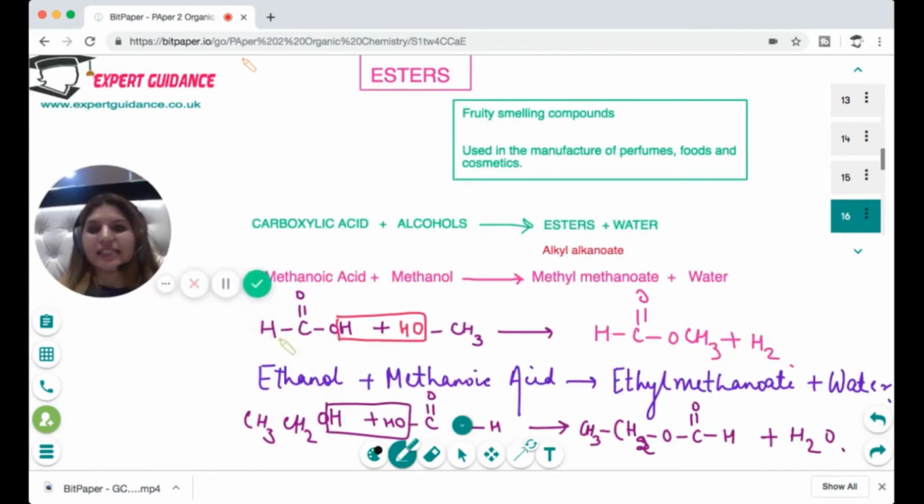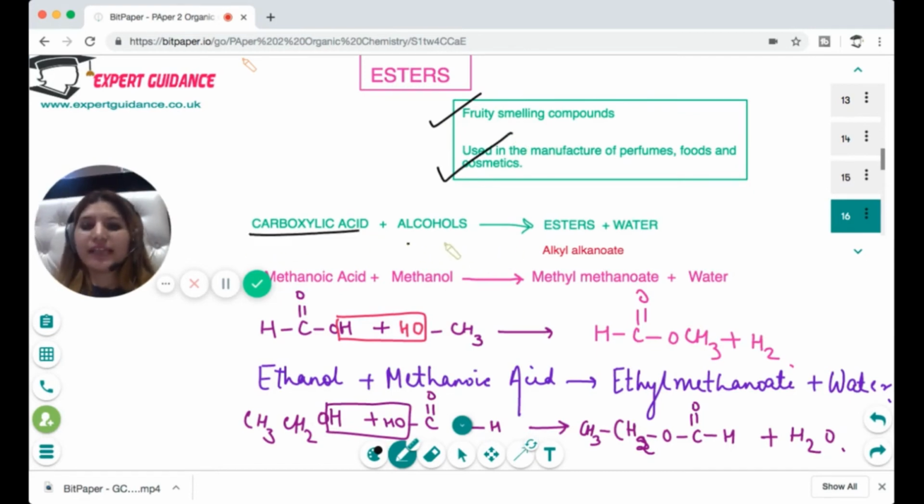Next are esters. Esters are the last functional group you need to know. They are fruity smelling compounds which are used in the manufacture of perfume, foods, and cosmetics. They are formed by the reaction of a carboxylic acid and an alcohol to form an ester and water. Now, how will you name the ester? Whatever the alcohol is, write its name as yl and the carboxylic acid as oate.